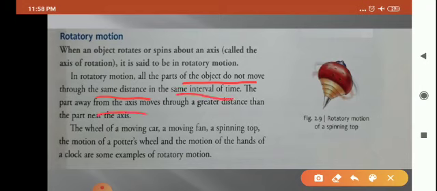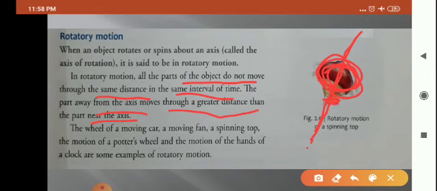The part away from the axis moves through the greater distance than the part near the axis. Suppose this is the axis, an imaginary line about which the object is rotating or spinning around. So the part away from the axis, that is the outer part, will cover more distance than the part near the axis, okay.